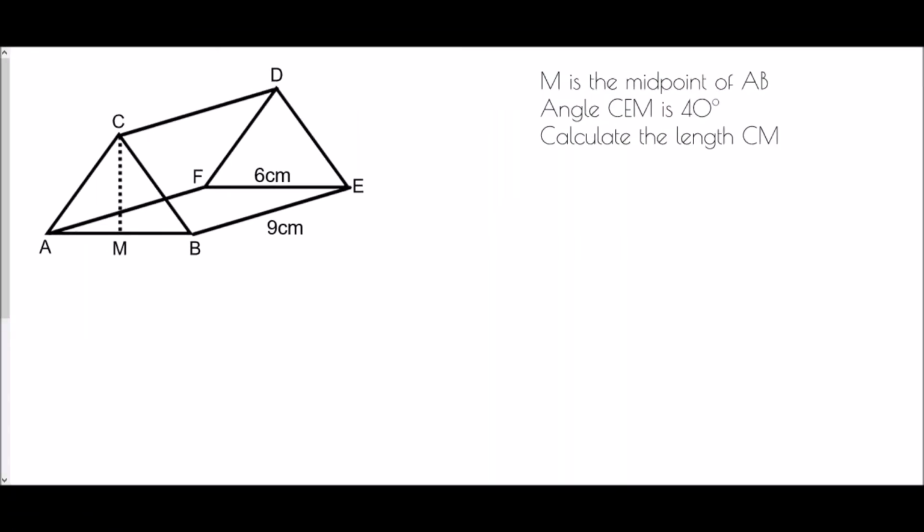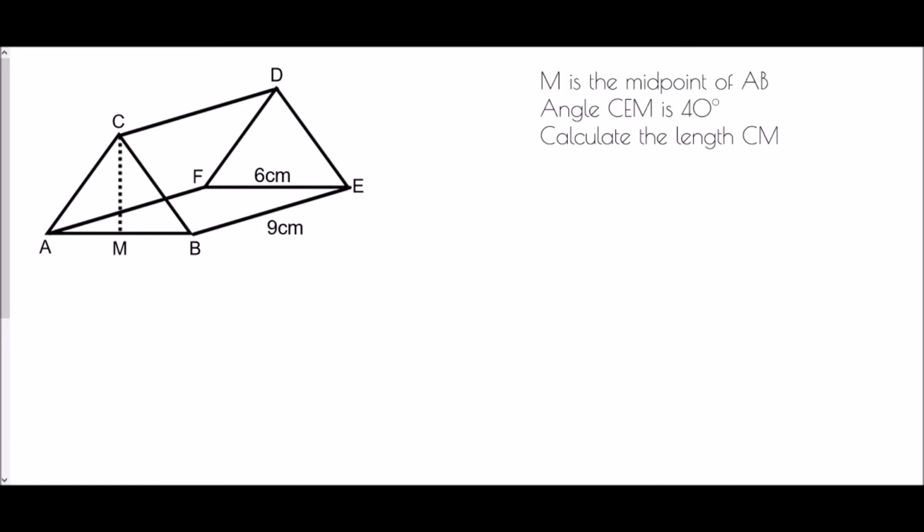So in our next question we have a triangular prism, and we are told that M is the midpoint of AB, angle CEM is 40 degrees, and we are needing to calculate the length CM. And so with this again, what we need to do is create some right angled triangles that we can use in order to answer the question.